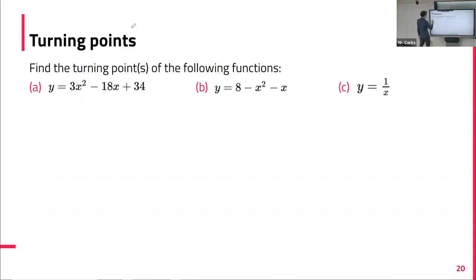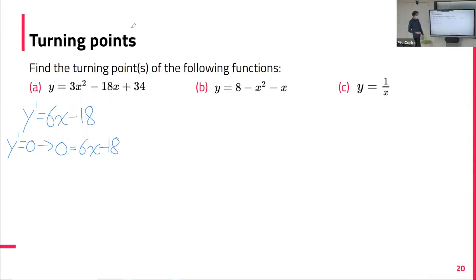So first step, first derivative: y prime equals 6x minus 18. All right, very easy. Set this equal to 0. So when y prime is equal to 0, we have 0 equals 6x minus 18. Solve for x. All right, also very easy. x is 3. Not quite done. We need the second derivative.